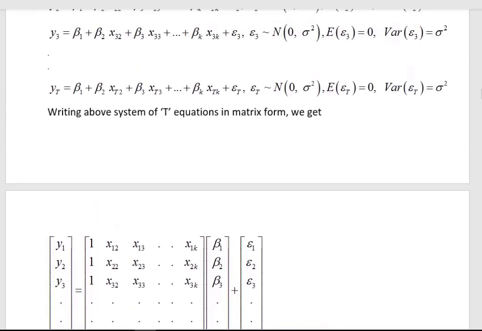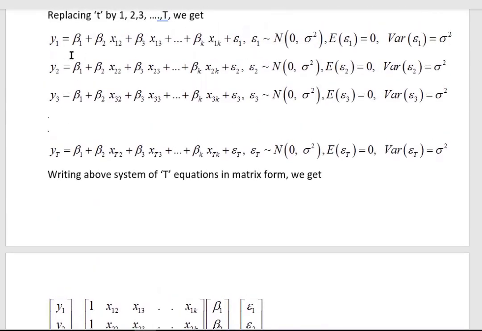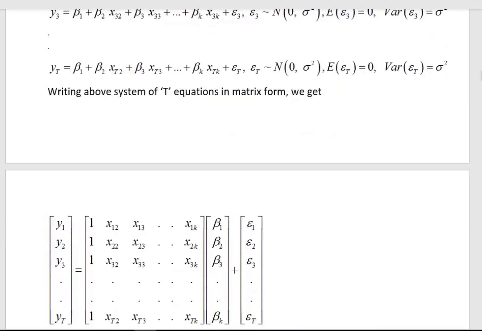So we actually did what? Here adjacent to beta 1 we have 1, adjacent to this beta 1 we have again 1, adjacent to this beta 1 we have 1, and adjacent to this beta 1 we have 1. And now look at this beta 2, beta 2, beta 2. So beta 2 is the same throughout. Similarly beta 1 was the same, beta 3 is the same. So the only thing that is changing is 1, 1, 1 throughout here, and then x12, x22, x32, xt2 and then x13, x23, x33. So just doing some basic algebra.